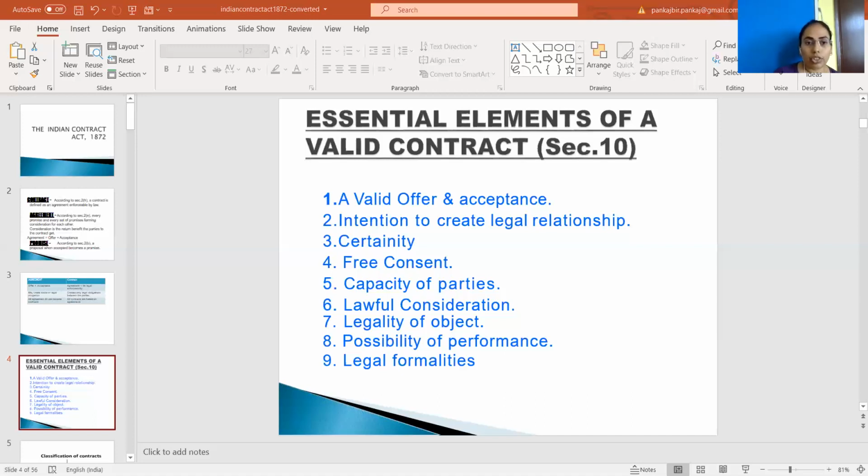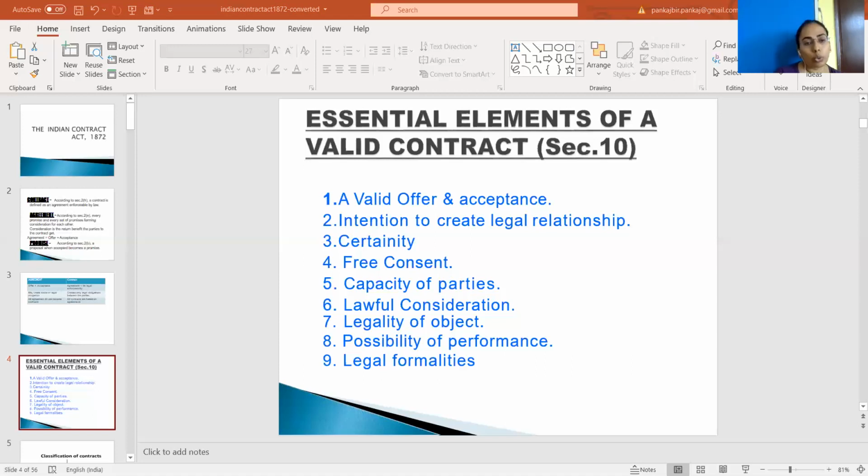Now the second essential is that parties must intend to create a legal obligation. So there must be an intention on the part of the parties to create a legal relationship between them. So social and domestic types of agreement may not be enforced in court by law.